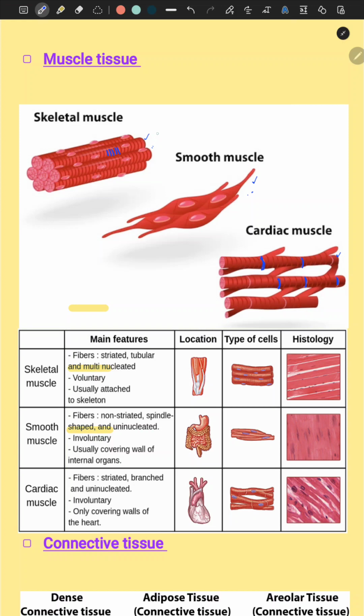The locations of the skeletal muscles are the muscles present in the legs and hands. The locations of the smooth muscles are the walls of the gut, walls of the respiratory tract, walls of the blood vessels. Those are some examples. And the cardiac muscles are present in the myocardium of the heart.